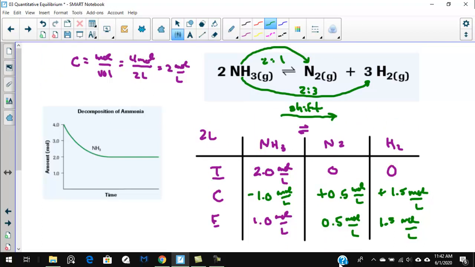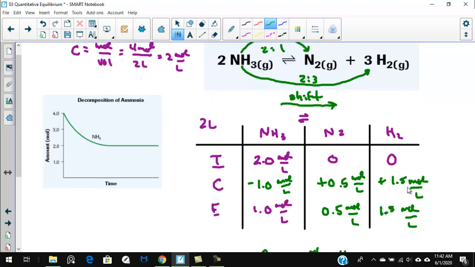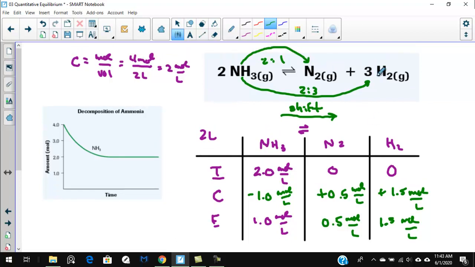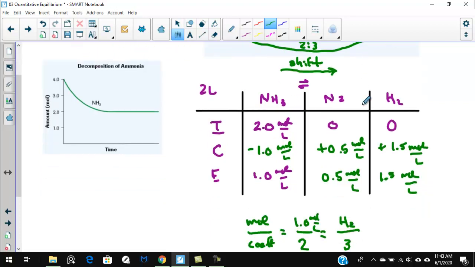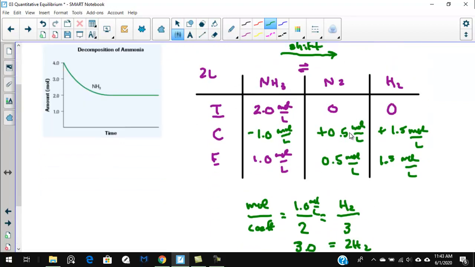The other way you could have looked at this one is if you know this change was 0.5, it's a 1:3 ratio between the N2 and the 3 H2. So 0.5, well, 1:3 would be 3 times 0.5, which is 1.5 moles per liter. So if you want to, there's an easier way just to think about what this last concentration should be. Okay, so that's how you use an ICE table.